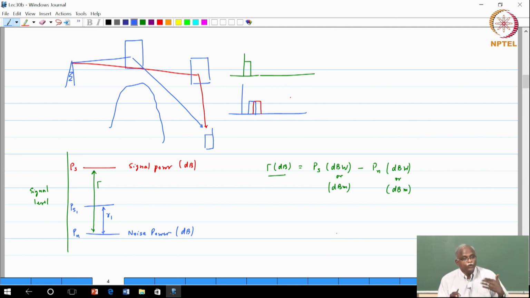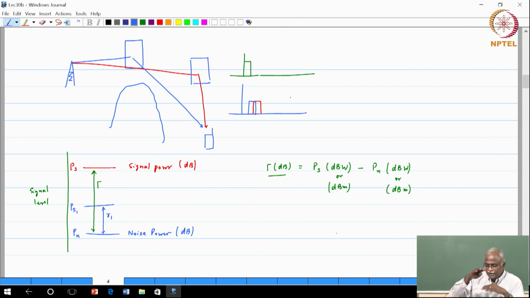Nothing happens to noise, the only thing that can get affected is your signal power. So, how do I know the channel condition and how do I know SNR? All I need to do is measure the signal power. Once I know the signal power, I know the noise power is always constant, so I can tell you what the channel conditions are.